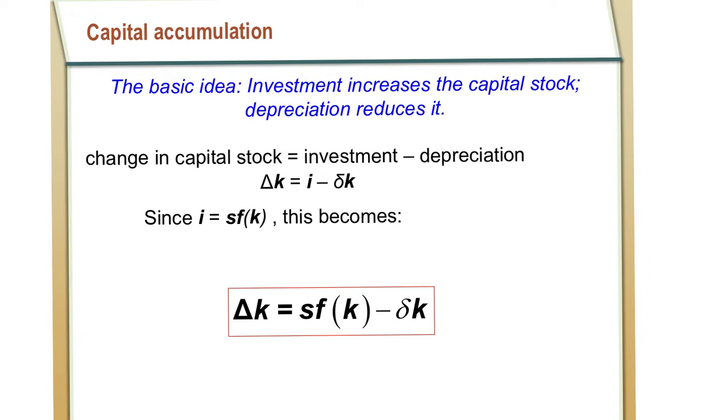So we're going to try and make some sense of this model now and use it to make some predictions about what's going to happen to the standard of living over time, what's going to happen to the capital stock per person, output per person, consumption per person, etc.